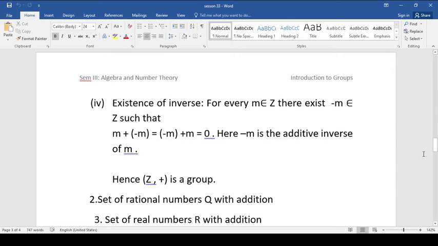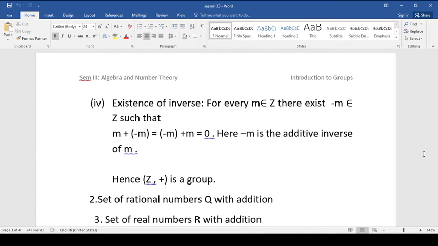Existence of inverse. For every m belonging to Z, there exists -m belonging to Z such that m + (-m) = (-m) + m = 0. Here -m is the additive inverse of m. And in case of inverse element, if the binary operation is addition, to get the identity element as 0, we are going to add the negative of the given number.